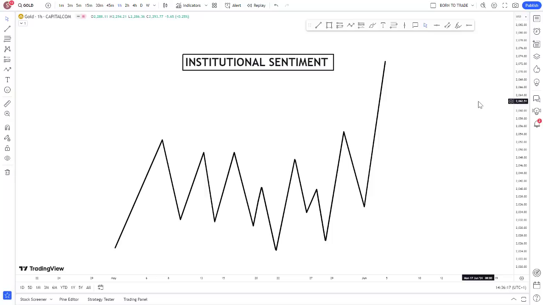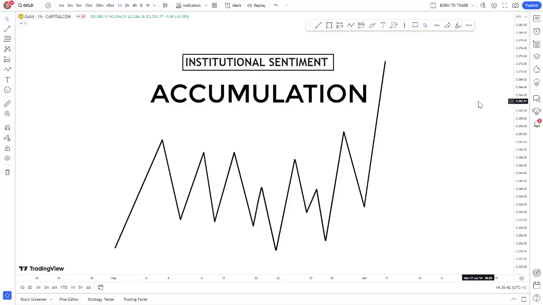Now, we have 5 major institutional sentiments, or you can actually call it 5 major smart money flows, which I'm going to give you in today's lesson. Before the end of these lessons, you will know the best way to approach the market and make money from the financial market. And the very first one we have on our list is what we call accumulation, and a lot of people call it a range.